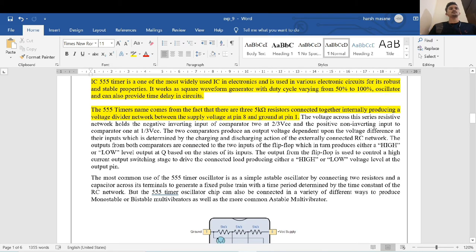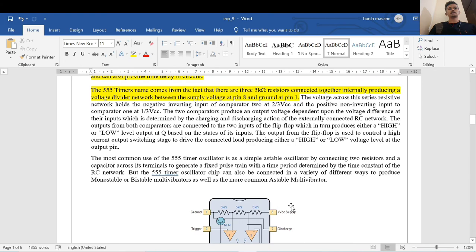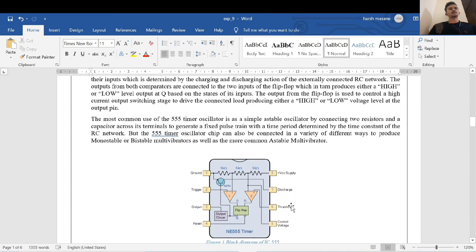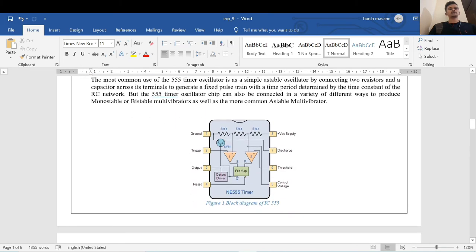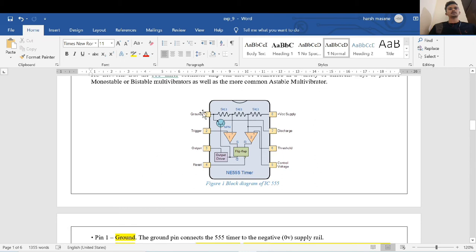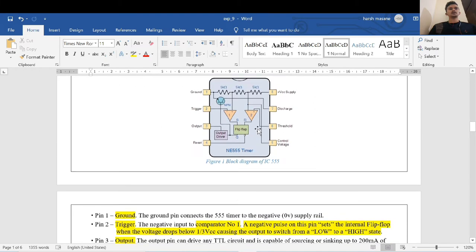So the 555 name comes from the fact that there are three 5 kilo ohm resistors connected internally, producing a voltage divider network between the supply voltage at pin 8 and the ground at pin 1. So this is the internal diagram of the 555 IC. You can see the 5 kilo ohm resistors, 3. So let's see the pins.